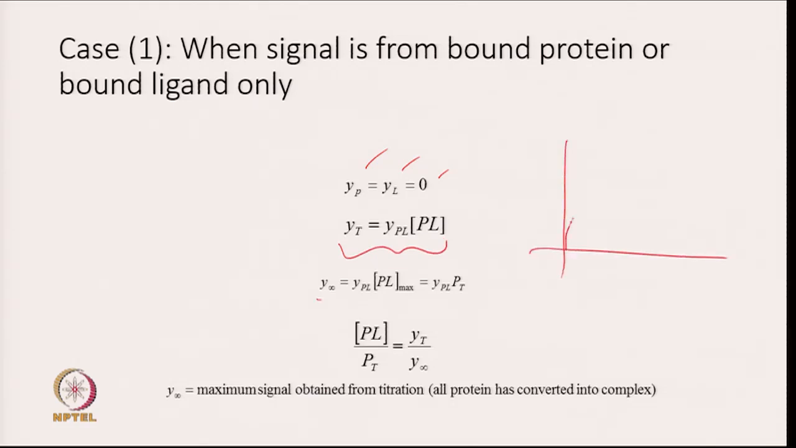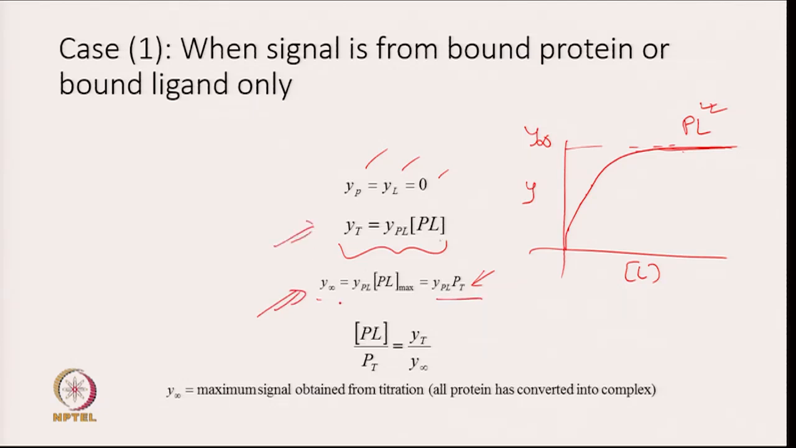So, what will happen is that you will get a spectrum something like this. This is where complex started forming, this is your signal Y and this is your ligand concentration. It will go up and then become constant because all of the protein has gone to complex, and after that you are just adding ligand which doesn't contribute. This constant value is called Y infinity, and Y infinity will be YPL into PL max. This is the maximum amount of PL which can form, and PL max will be equal to total protein concentration, because when PT is equal to PL max, no more complex is getting formed, all the protein has gone to complex form. So Y infinity is equal to YPL into PT.